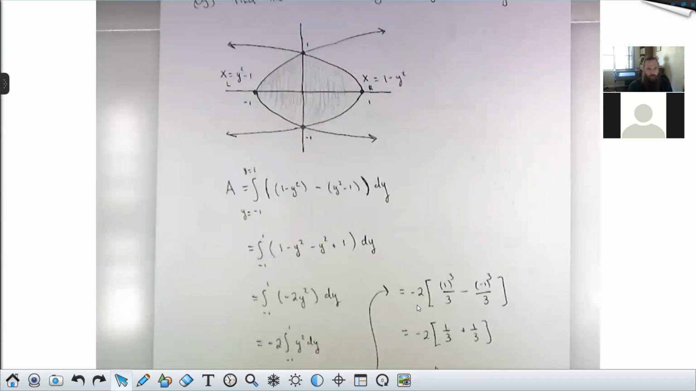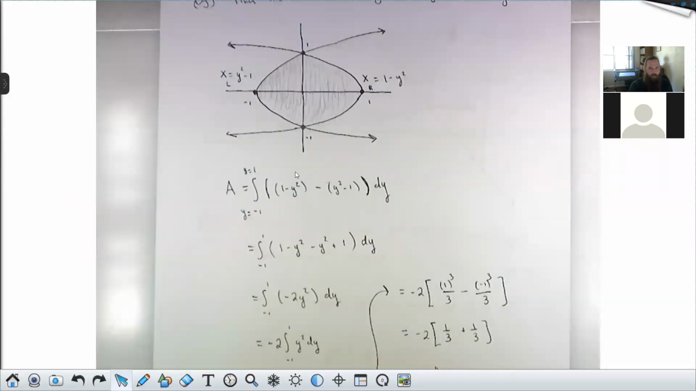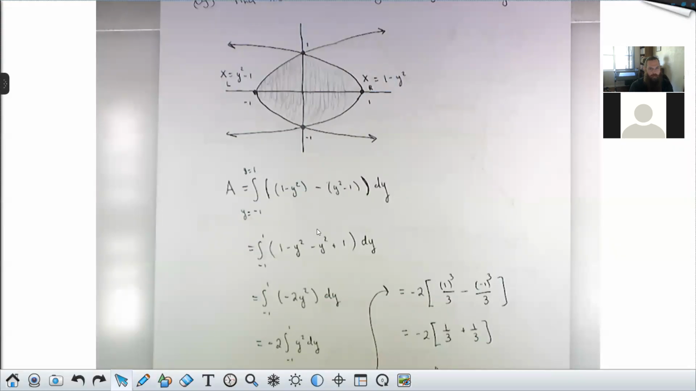Let me throw these in decimals and take a quick look. All right. And that's what we drew for 1 minus y squared. Y squared minus 1. So this is our right function. This is our left function, 1 minus y squared minus y squared minus 1. Let's integrate this from -1 to 1.